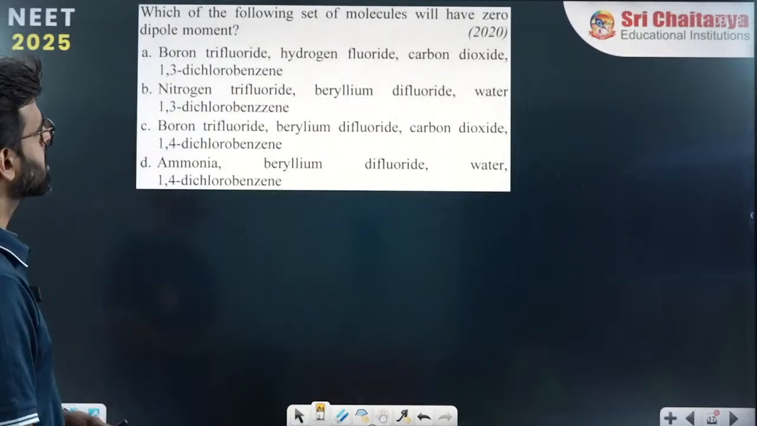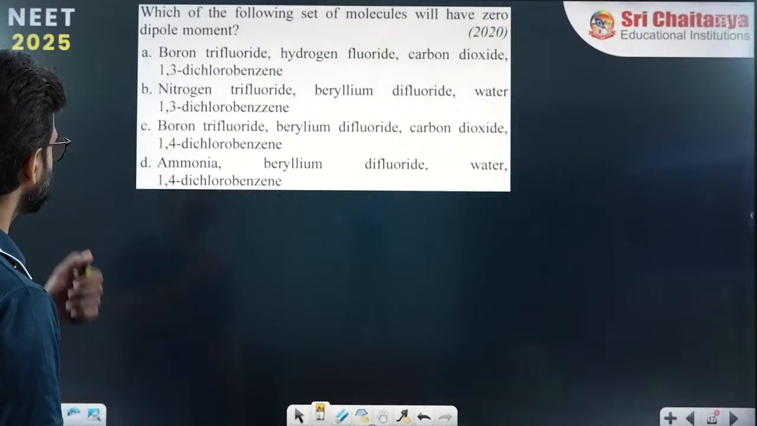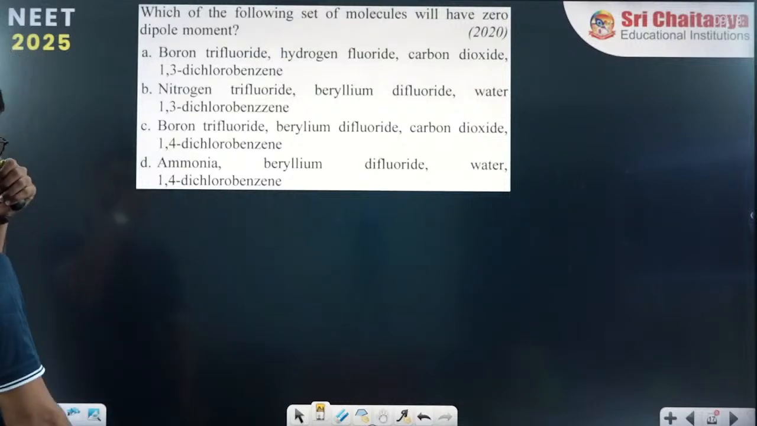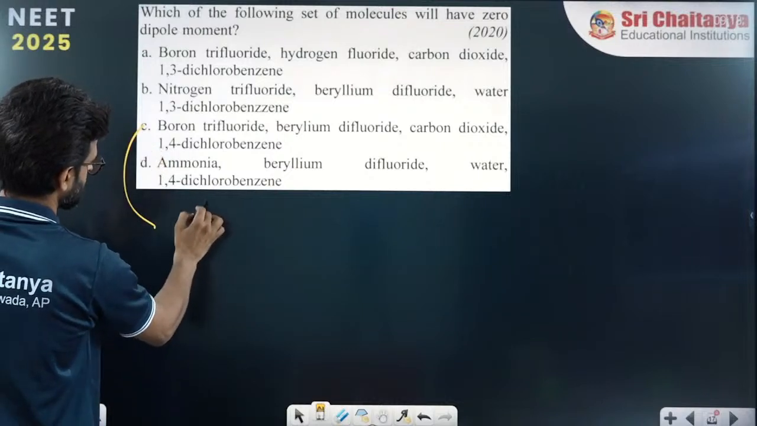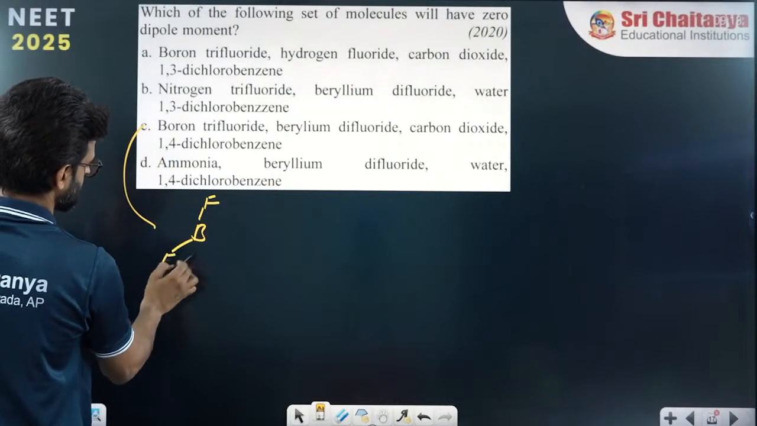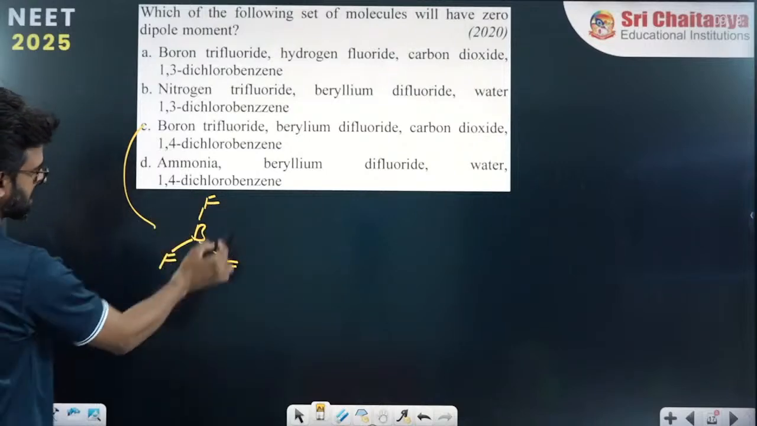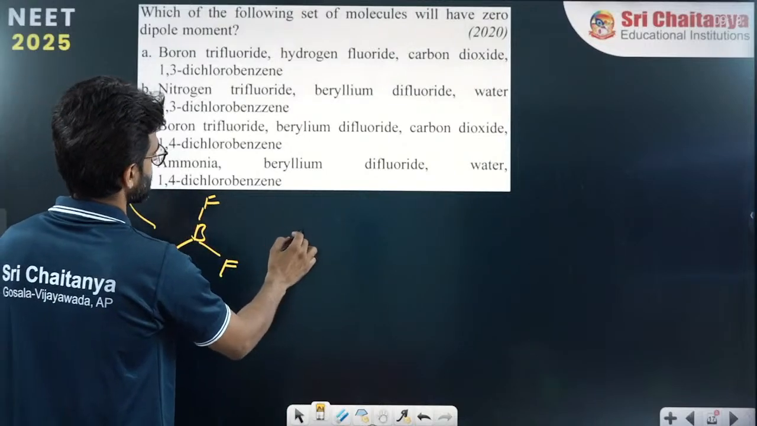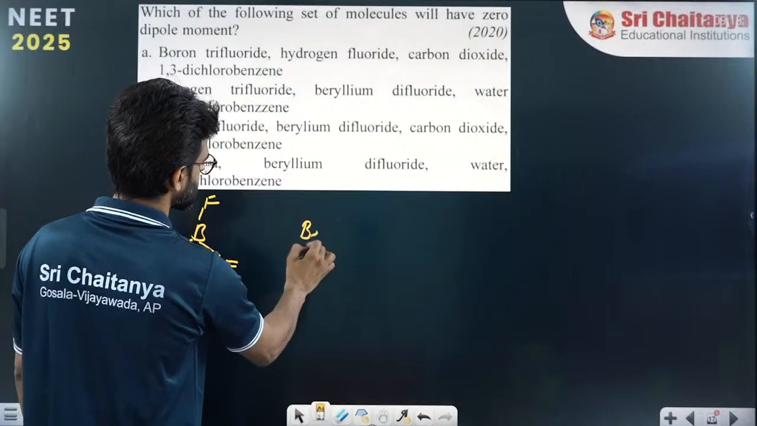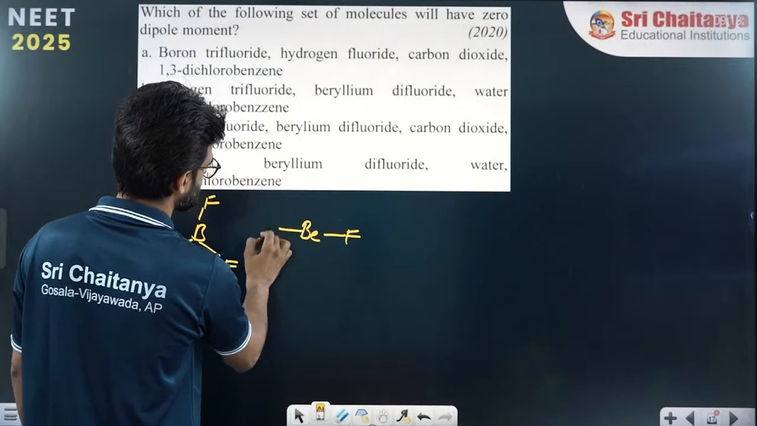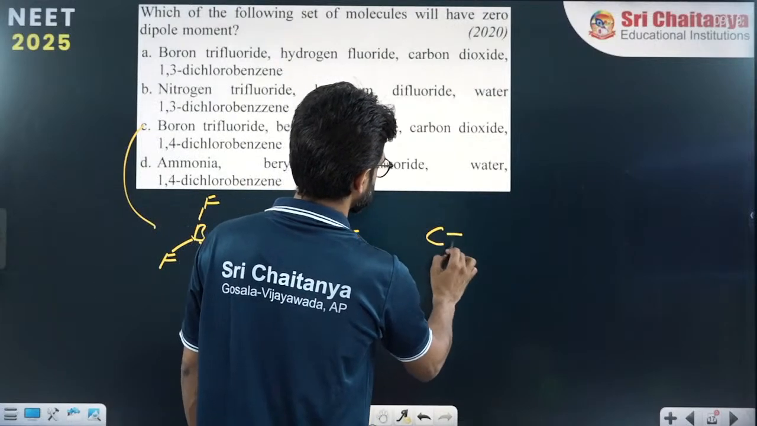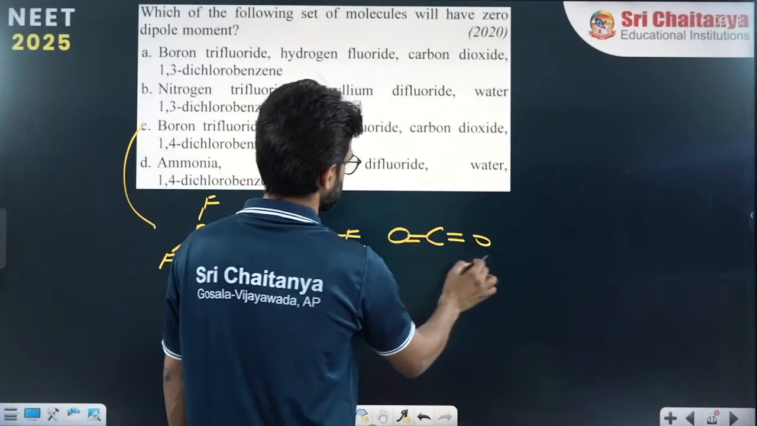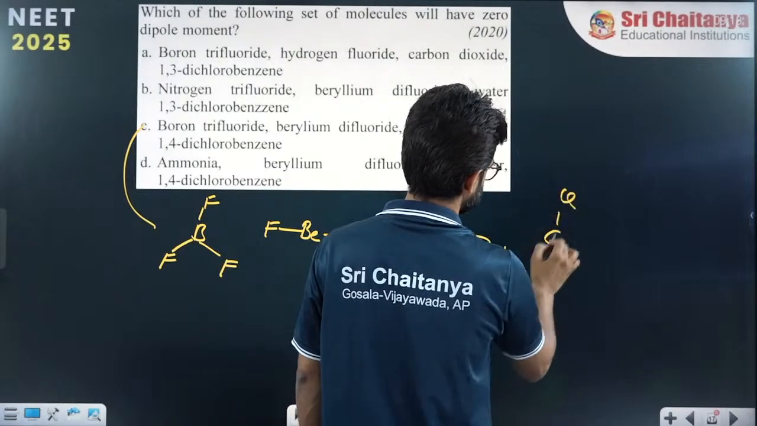Which among the following sets of molecules will have 0 dipole moment? Fine. Let us see what they are saying. First they are saying boron trifluoride. Again a symmetrical structure, and the surrounding atoms are also the same, right? We have beryllium difluoride, again a symmetrical structure, which will cancel out the dipole moments of each other, and carbon monoxide, again symmetrical, and carbon tetrachloride, CCl4, right?